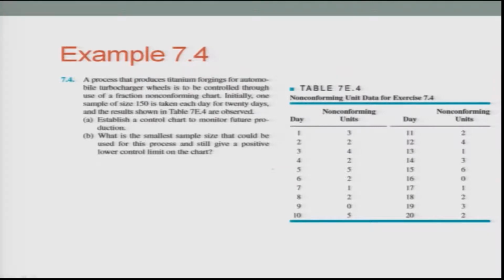So, now with this information you have to establish a control chart to monitor future production processes, how it is going, and you also need to find out what is the smallest sample size that could be used for this process and still give us a positive lower control limit, such that we can use those control limits judiciously in order to understand whether the process is in control or out of control.